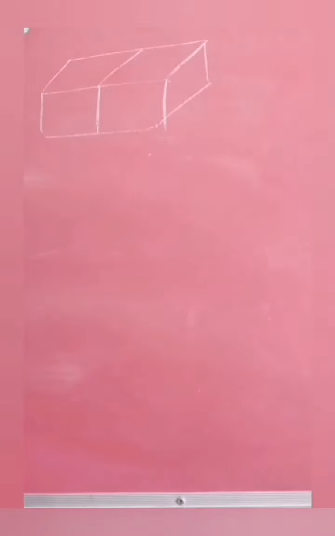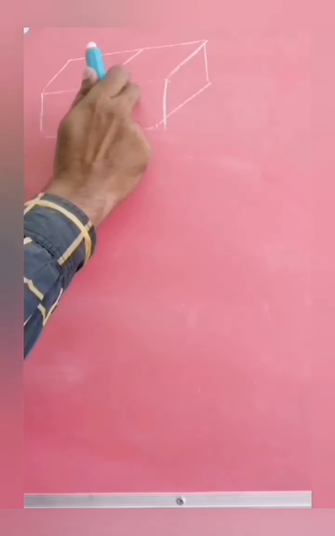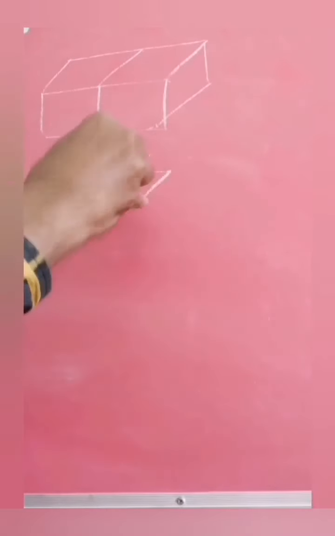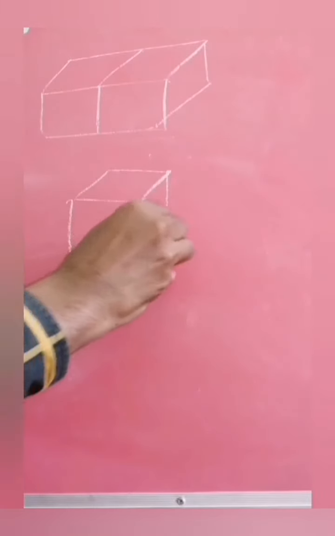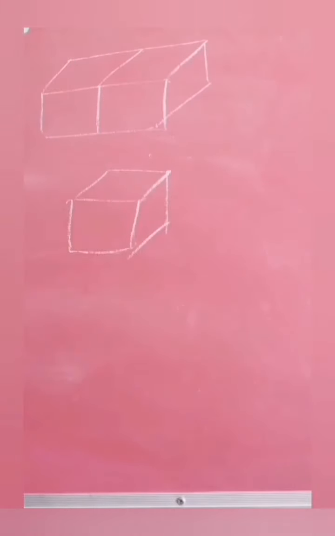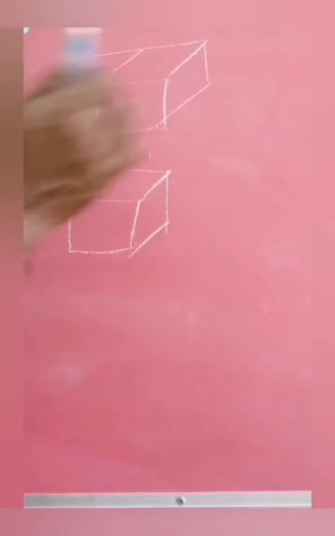Two cubes are combined together. These are cube 1 and cube 2, two cubes. So this is a cube. Two identical cubes are joined together.